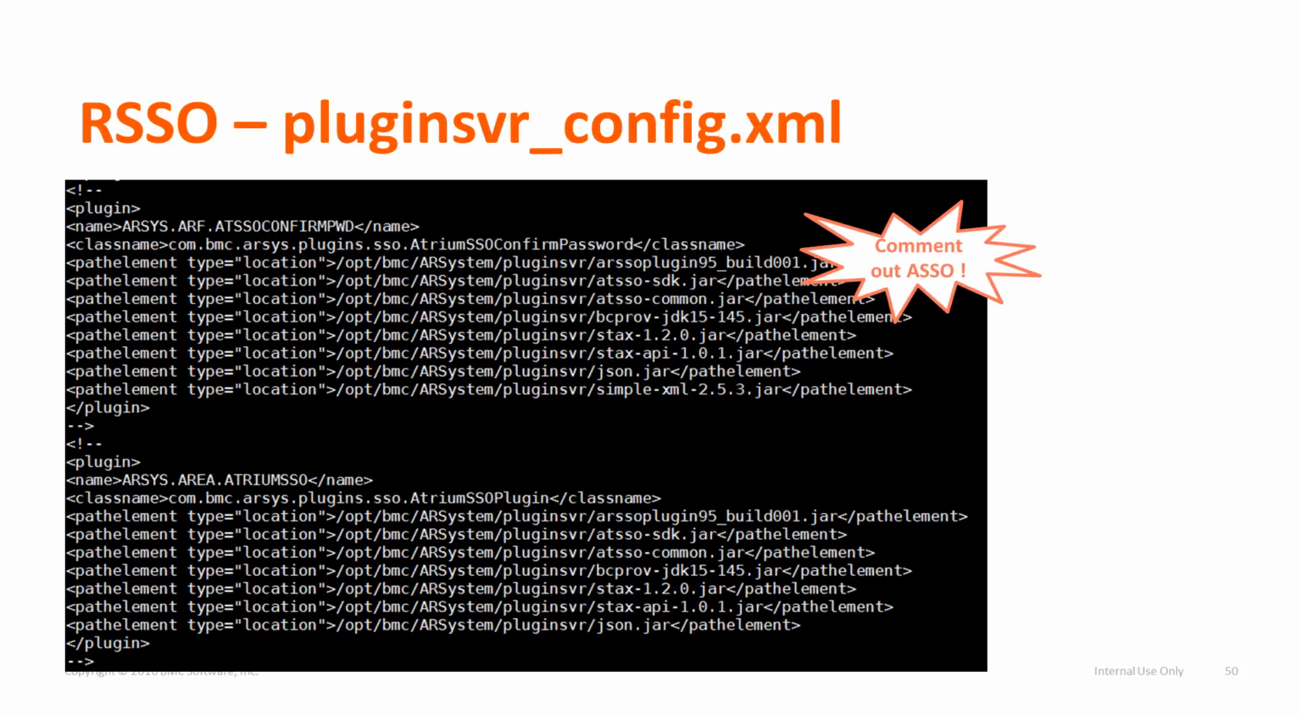Next thing we need to do is comment out the old Atrium SSO entries within the plugin configuration.xml file. I'd just like to point out here, you need to be very, very careful with this file. If you have any sort of typo, or if you comment out the less than or exclamation, or if you use the wrong comment, then it can cause all sorts of problems. So just be warned.